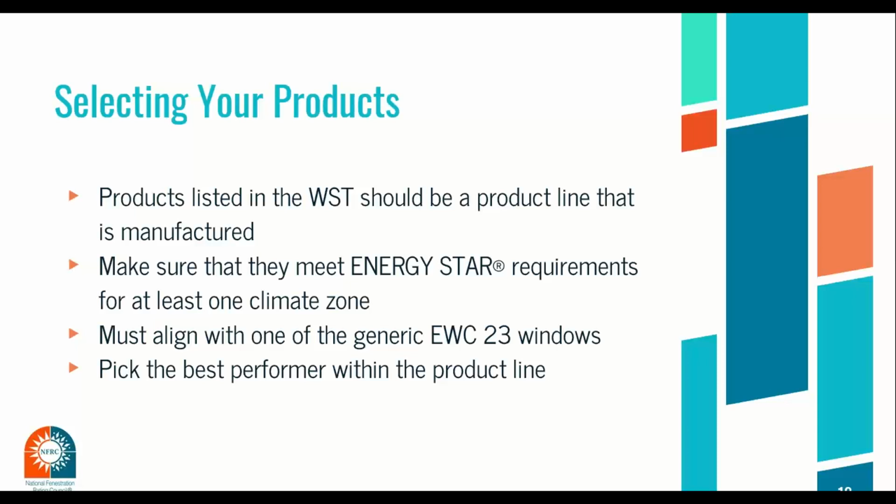The Certified Products Directory is a fantastic tool and incredibly valuable, especially to manufacturers and people in the industry. But we want to make sure that we're not replicating that in the Windows selection tool. So while you're thinking about what products to select, products listed in the Windows selection tool should be a product line that is currently manufactured. And you also, again, make sure that they meet the Energy Star requirements for at least 1 climate zone. And they must align with one of the generic EWC 23 windows, and we'll talk about that some more in just a moment. And then we recommend that you pick the best performer within that product line.